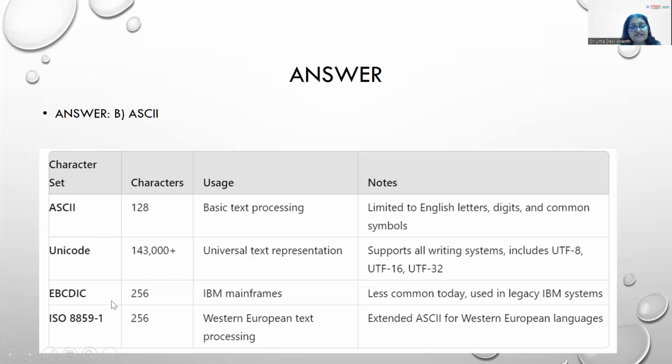Then EBCDIC is an encoding standard for IBM mainframe. So now it is not normally used. Then we have ISO 8859-1, which is for Western European text processing. Like we have some special representation for, say, French language characters and all that. So for that, this ISO 8859-1 encoding standard is used.